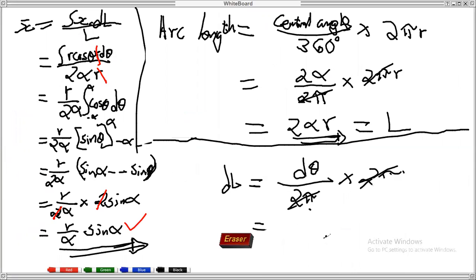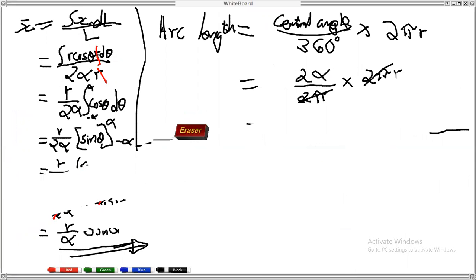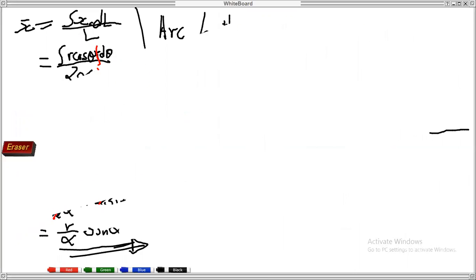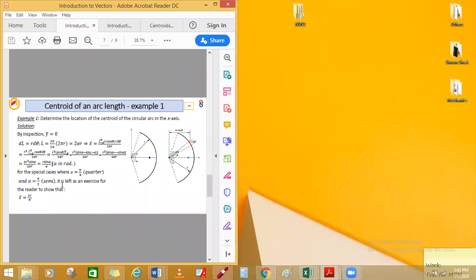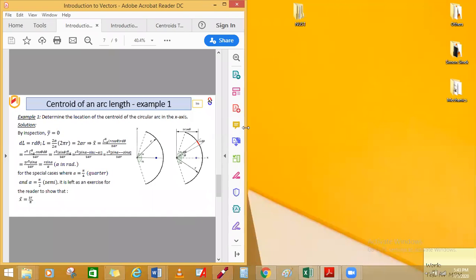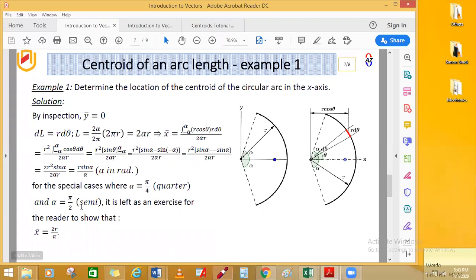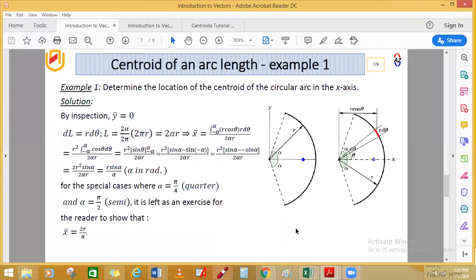Okay, let me just erase this. Then it's fine. We don't need to prove the ones underneath them. So what did it say here? Something about proving. Then you should be able to prove that if alpha is pi over 2, which is 90 degrees, you get your x bar equal to this. I think this should be easy because if you are able to come up with the equation here, this should be the easy part. I think we can move on to the next one, isn't it? Yes.